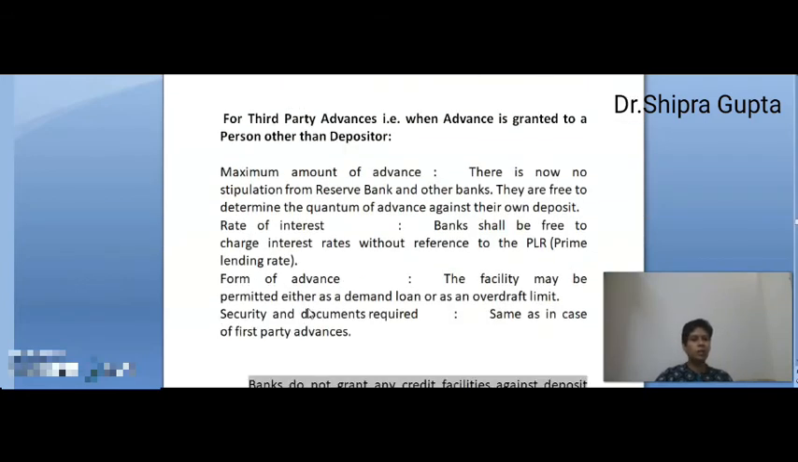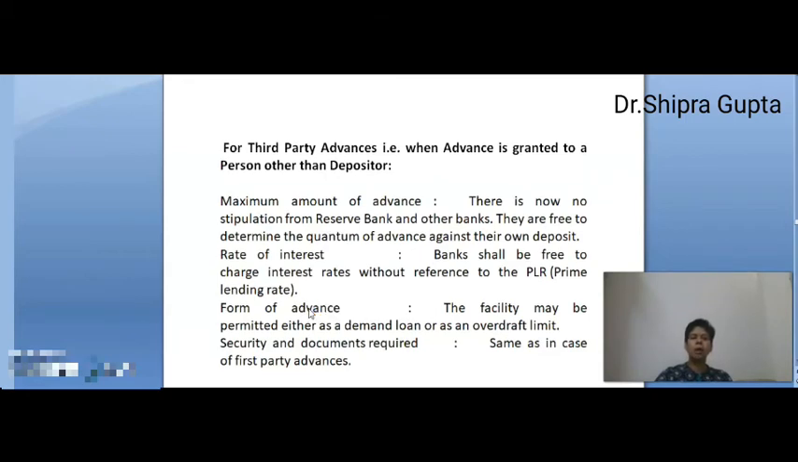Third party advance is when an advance is granted to a person other than the depositor, and the conditions are: maximum amount of advances, there is no limit, meaning they can take an unlimited amount of loan from the bank. Rate of interest is as given above, no limit is defined, and no rules are applied for the PLR rate. Form of advances is the same as before. The facility may be permitted either as a demand loan or as an overdraft limit. Security and documents required are the same as in the conditions of the first.